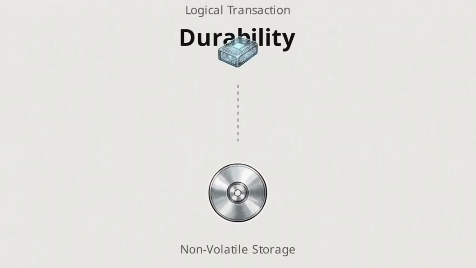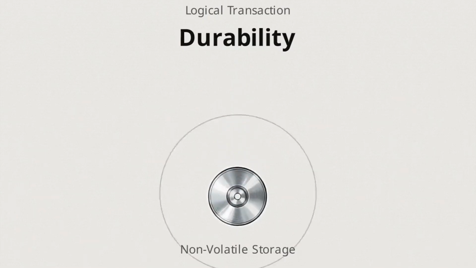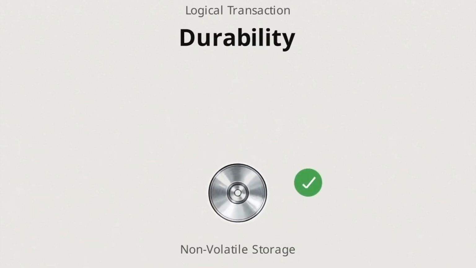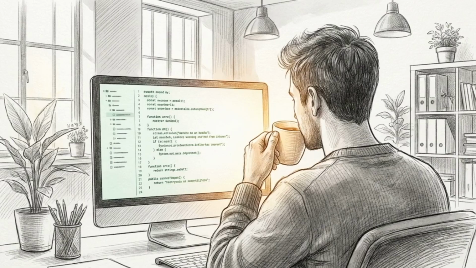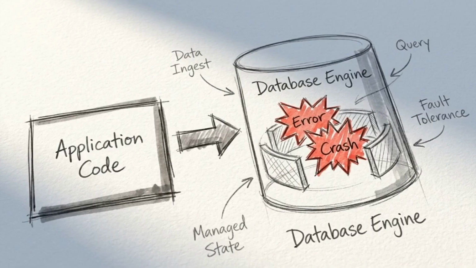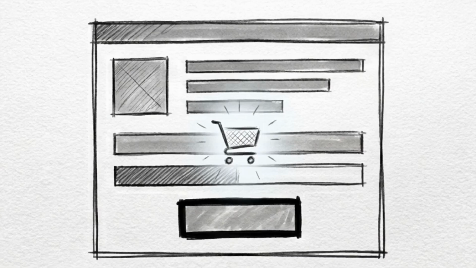By combining atomicity with durability, the guarantee that committed data is safely written to disk, developers can program as if the world is safe and sequential. They offload the terrifying reality of failures to the database engine. This brings us to the I in ACID, isolation.